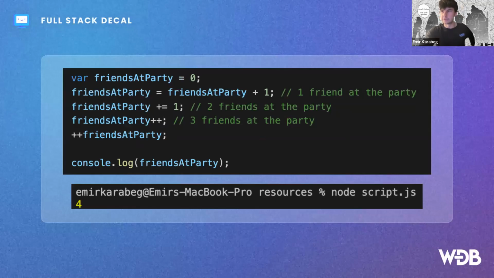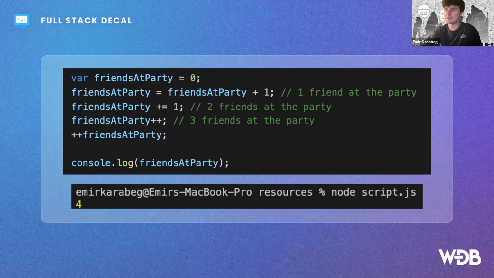Operators. So some basic operators here. We have friends at a party. For initializing friends at a party, it's a variable. We're giving it the name friends at party with lower camel case. We're assigning it to a number. Then we're saying friends at party equals friends at party plus one. So we have now one friend at the party. Plus equals one is another way of doing this. We can also do friends at party plus plus. We can also do plus plus friends at party. So these are all equivalent ways.